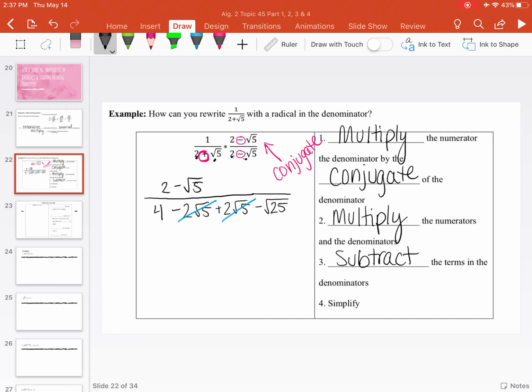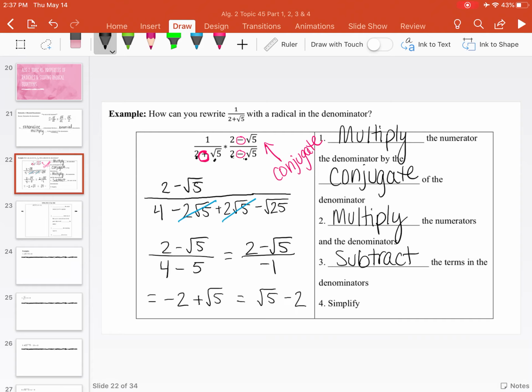So all that we're left with is 2 minus square root of 5 divided by 4 minus, now the square root of 25 is 5. This simplifies to 2 minus square root of 5 over negative 1. Now because we're dividing by negative 1, 2 divided by negative 1 is negative 2. Negative square root of 5 divided by negative 1 is positive square root of 5. Or if we want to start with a positive number first, this is equivalent to square root of 5 minus 2. And that's how we simplified.